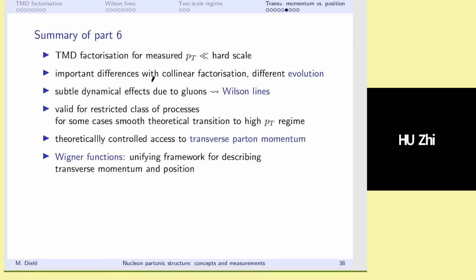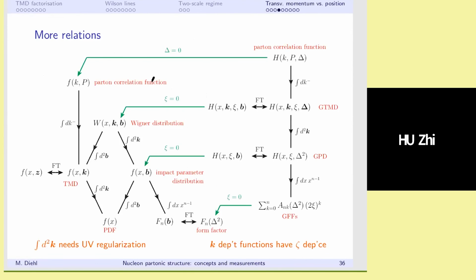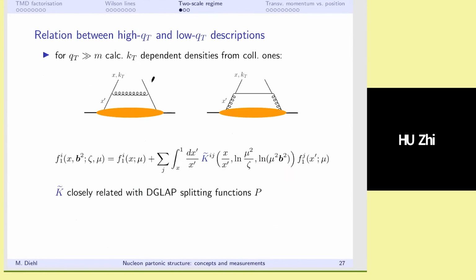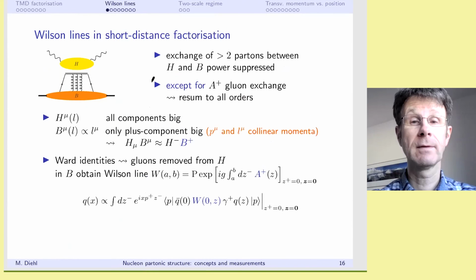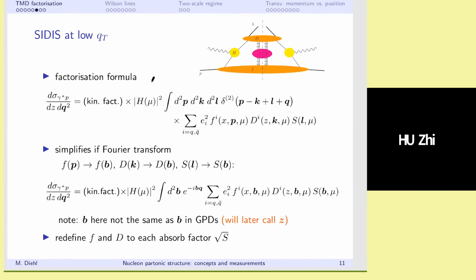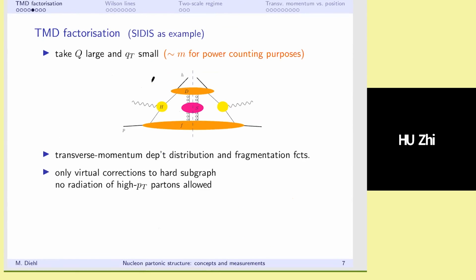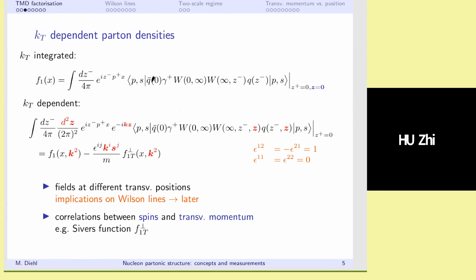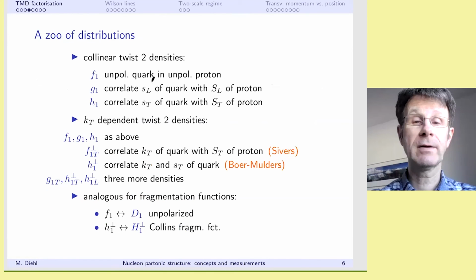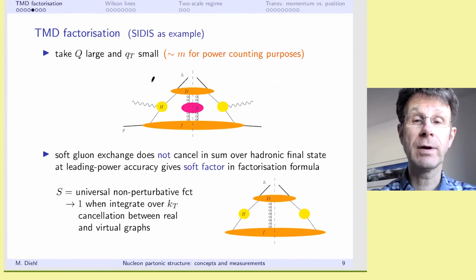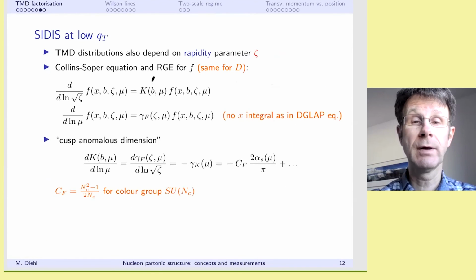Can I ask a question? Yes, please. So before, when you talked about the scale dependence of TMD, you said that the TMD depends on two kinds of scale. One is rapidity and one is UV scale, right? Yes. And so I'm wondering, is that UV scale the same as the UV scale of the PDF? No, in fact it isn't. Thank you for the question. I forgot to say that actually.